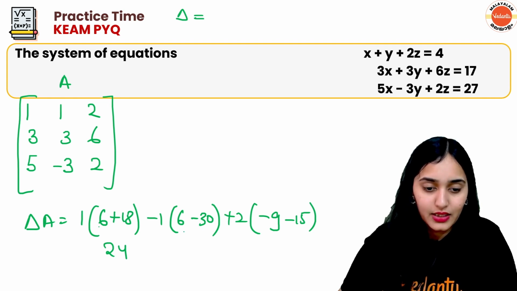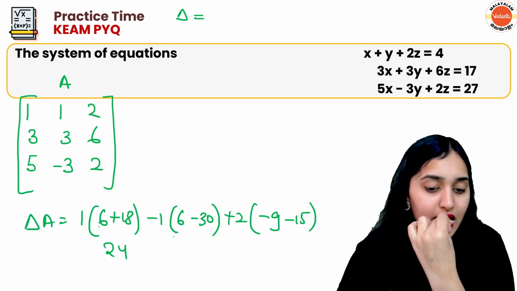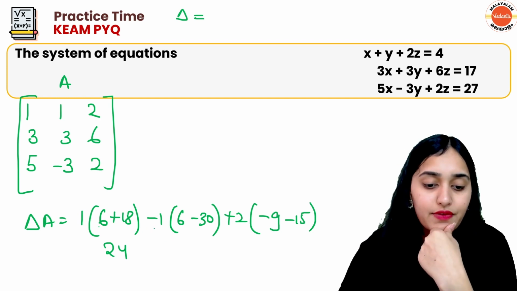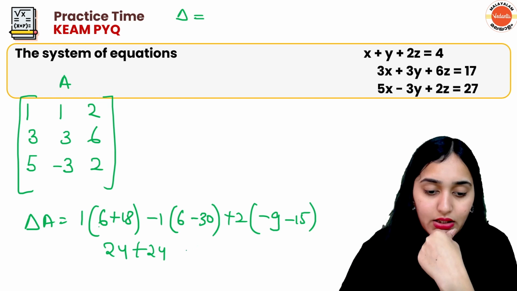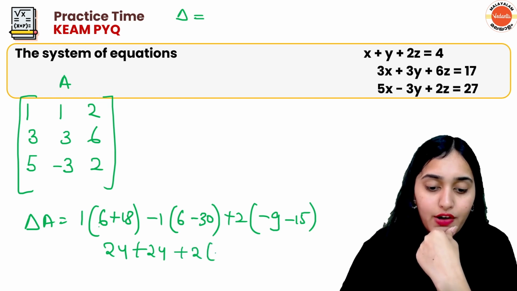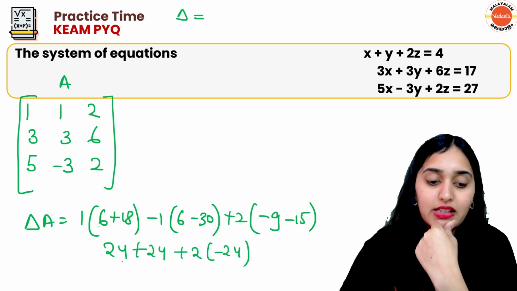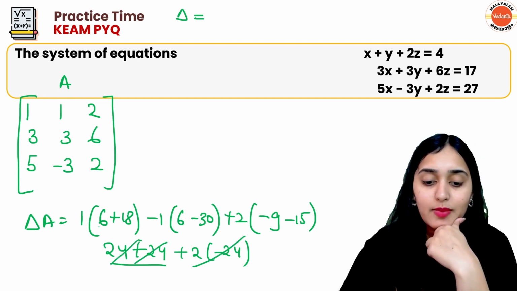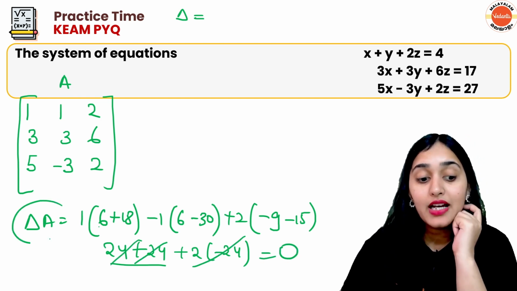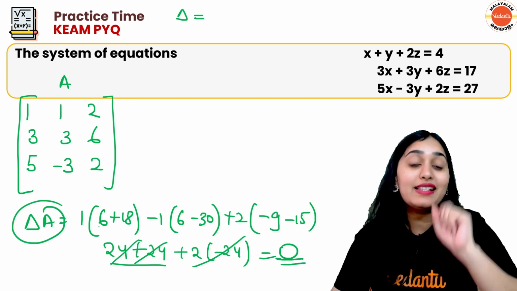So we get here 18 plus 6, 24. Then this is 6 minus 30, which is minus 24. Minus 24 minus 1 is plus 24. And this is 2 times minus 24. So this is 2 times plus 24, 2 times minus 24. So this will be equal to 0. So the determinant is 0. What does that mean?